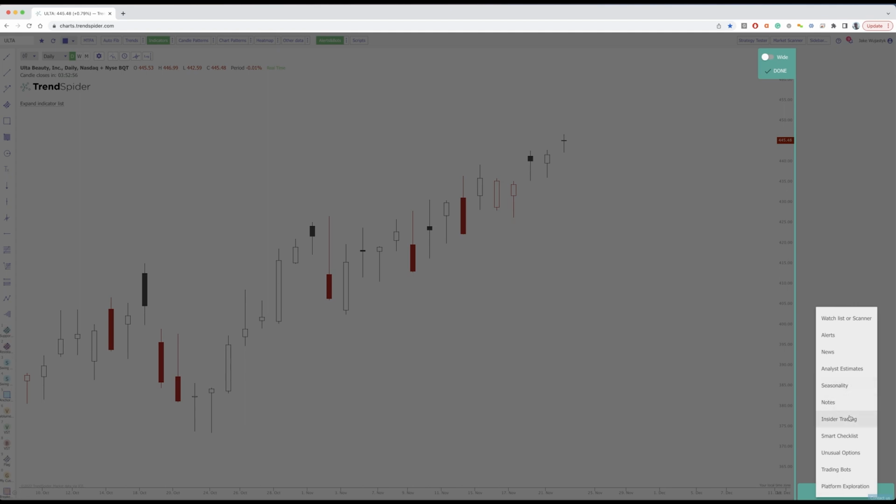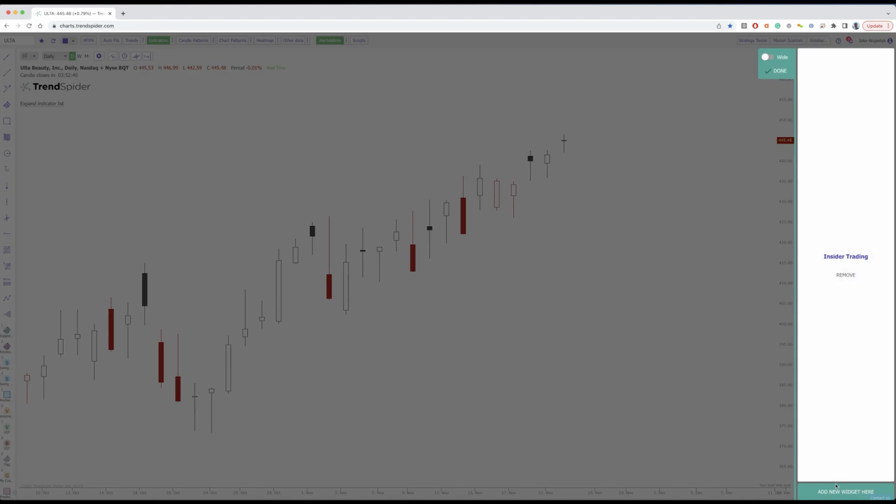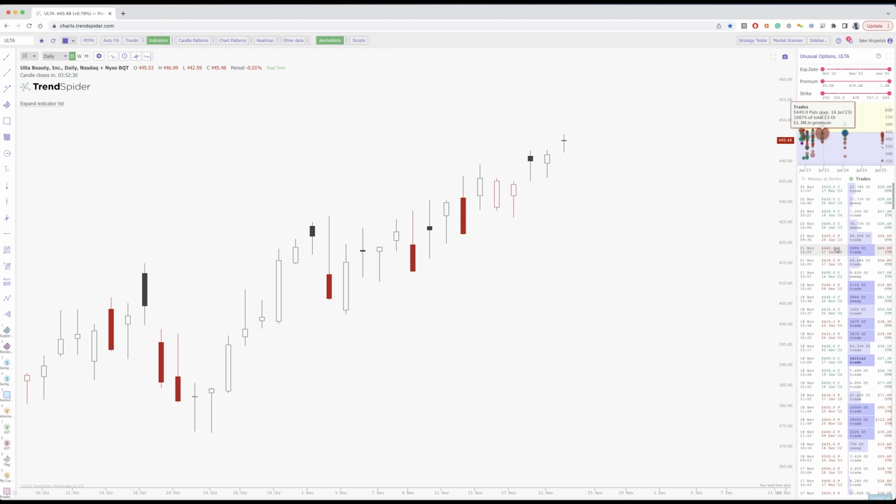The next one that I'll point out here, we have notes. So if you want to make any notes on the platform about a specific stock that you're looking at, you can do that with the notes widget. We have insider trading. So if you want to see what insiders are doing, are there any buys, are there any sells, you can do that with the insider trading widget. And you can also have unusual options. So for example, here, you essentially are getting unusual options data without having to subscribe to a different platform just to look at unusual options. This is just another tool that we have that is included in this all-in-one platform.